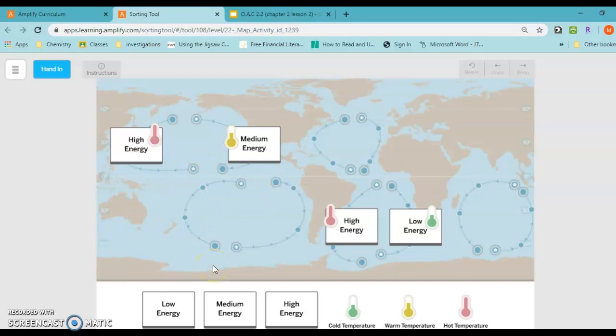So let's do one together before we run out of time. If I look at this one right here, I see that my energy is starting close to the equator, and this current is going down and around and ending down here. If it's close to the equator, what energy would we have? Exactly, we'd have high energy. And so what temperature should we have? Yep, hot temperature, right? And so that's how you're going to knock out the next 1, 2, 3, 4, 5.